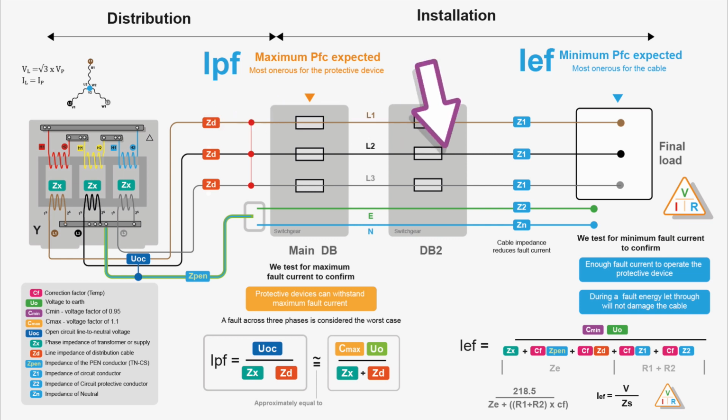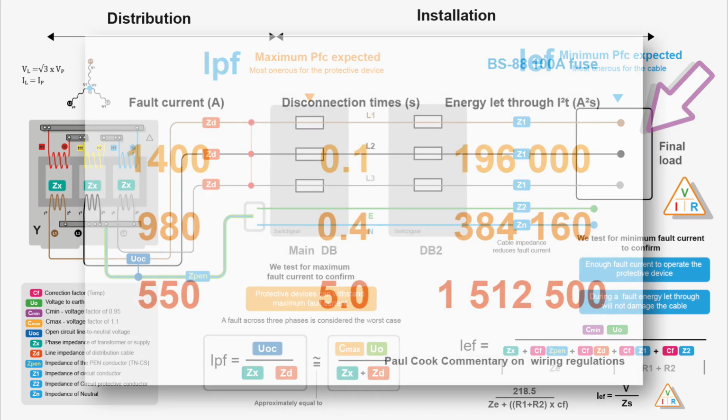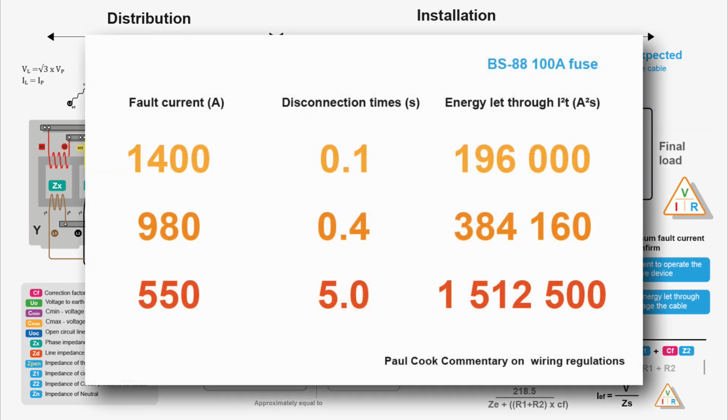But also at the load end, we want to make sure that there's enough fault current to actually operate the protective device. Our minimum prospective fault current would be expected here. Usually Zs, but we've got to think about the neutral as well. And this is the most onerous for the cable. Long disconnection times and low fault current can have a heating effect on the cable. As can be seen here, the energy let-through of the protective device is actually higher for lower fault currents and longer disconnection times. We're going to be covering energy let-through with I2t in a separate video.